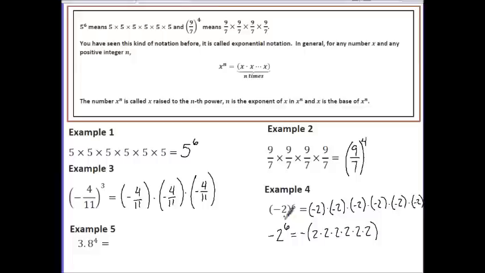Let's just take a look at example 5, just an example using decimals. And it works the same way. We have 3.8 raised to the 4th power. So what you're multiplying out repeatedly is 3.8. So 3.8 times 3.8 times 3.8 times 3.8.